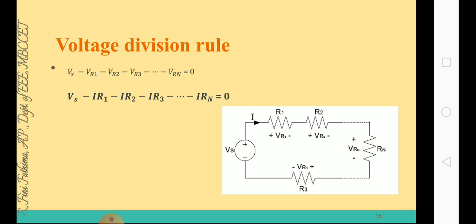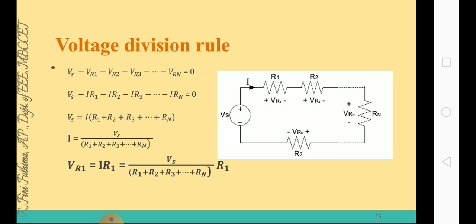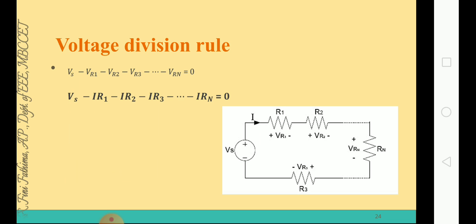So next, we have studied our voltage division rule. In the last slide we told that even though the current is the same in a series circuit, the voltages are different for different components. So how can we find out the voltage division rule in a circuit?